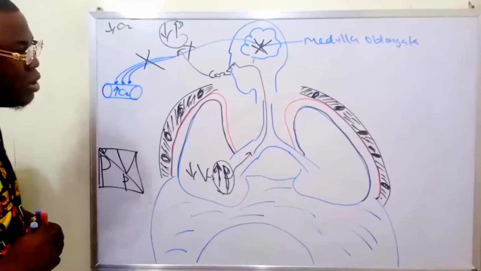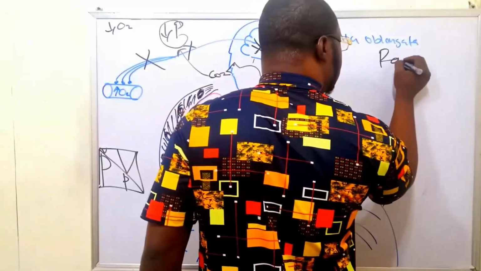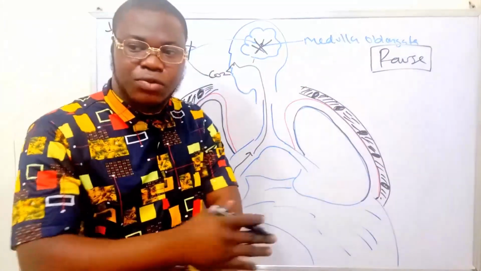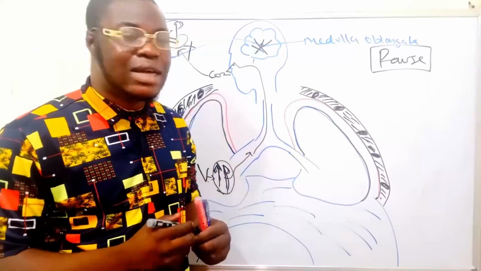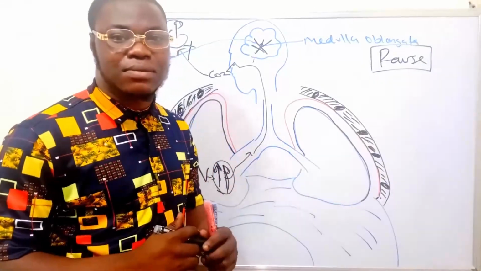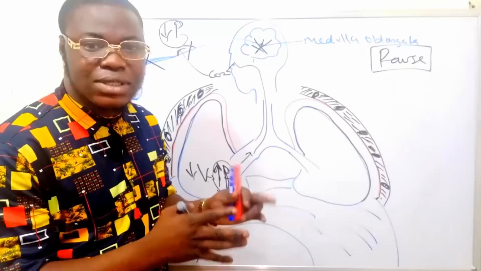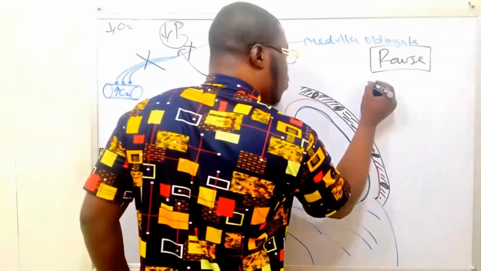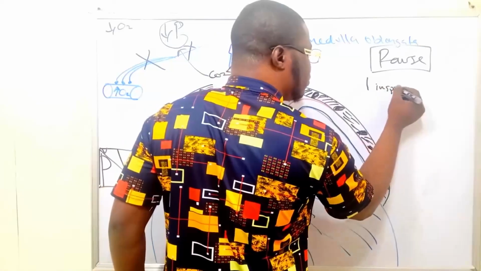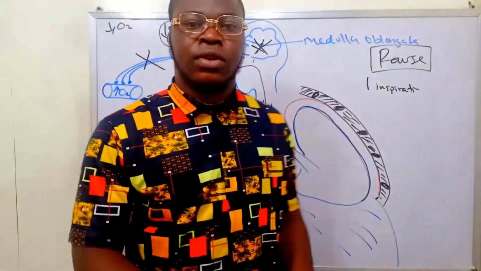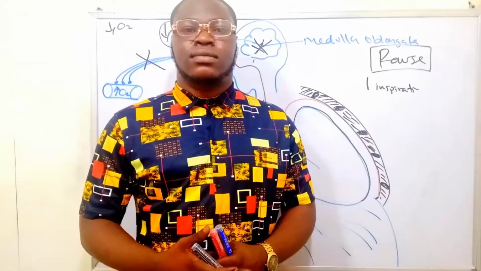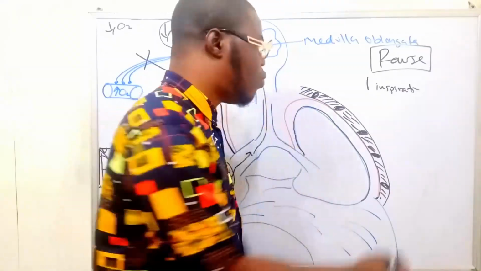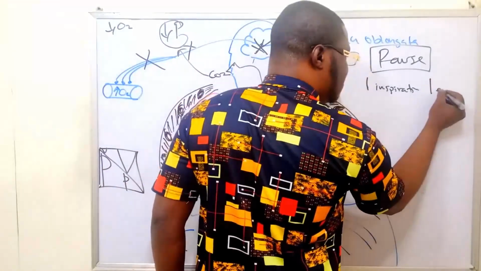Now, what about the pause? The pause is the final phase. And the pause, there is nothing there. So if you want to explain the pause, what you have to see is that it is the resting phase between the expiratory phase and another inspiratory phase. As simple as that. So, if you have one inspiration, that is, you are breathing in like this. After breathing in, what do you have next? Expiration. So one inspiration, then another one expiration.